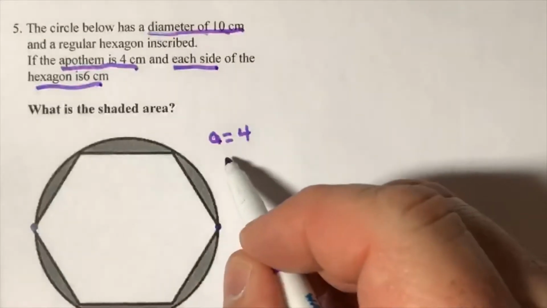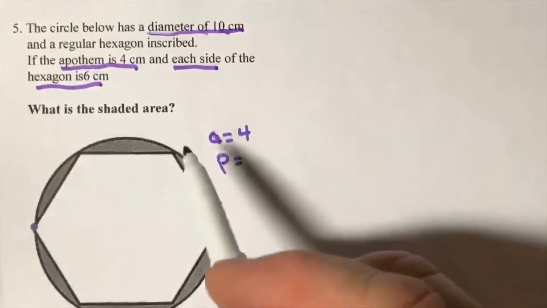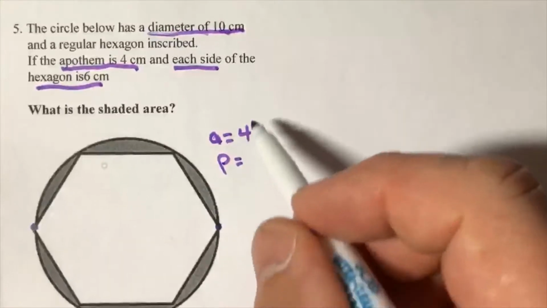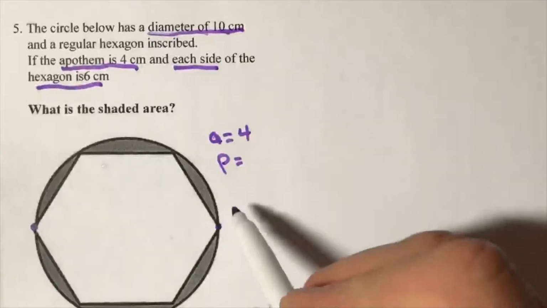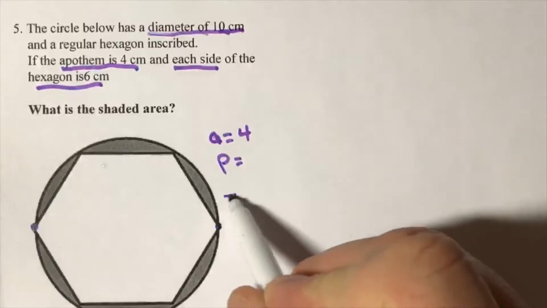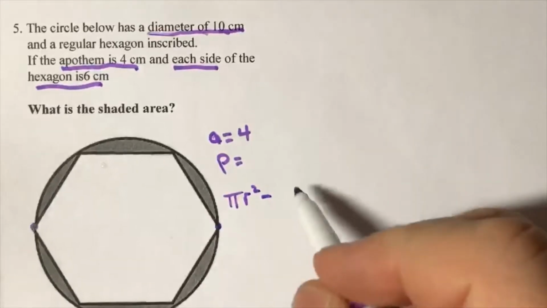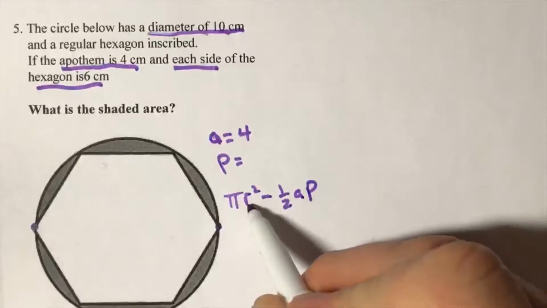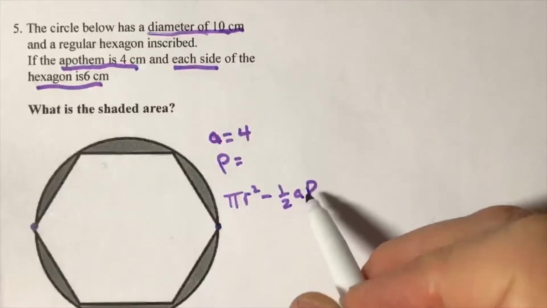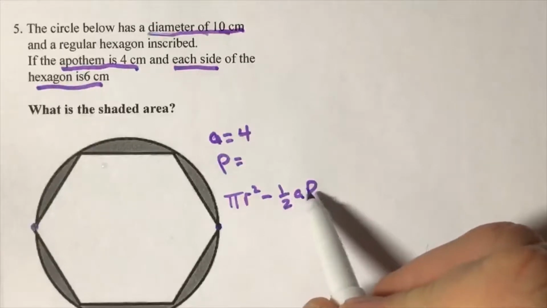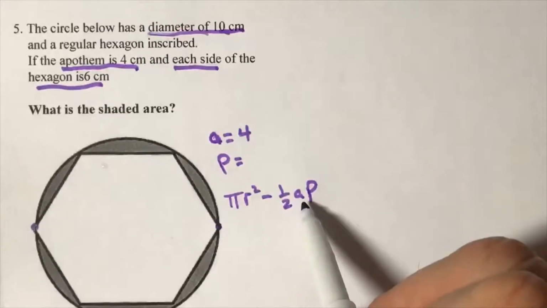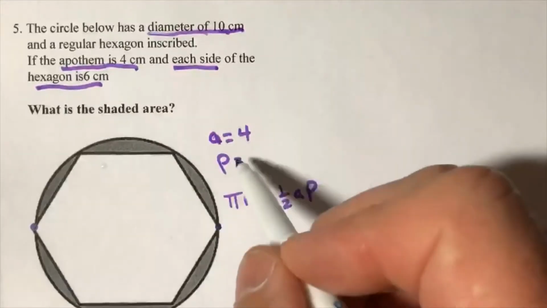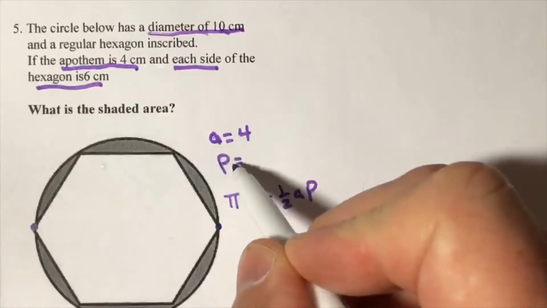Okay, and so the perimeter, we should be thinking like that. If not, you need to go to the formula, and you want to write this down. We know the area of the circle is pi r squared. Subtract the 1/2 AP. At this time, you need to be thinking, what are my variables? By now, you should know that we need the apothem and the perimeter for the regular hexagon. So I had that already in my mind that I needed to get.